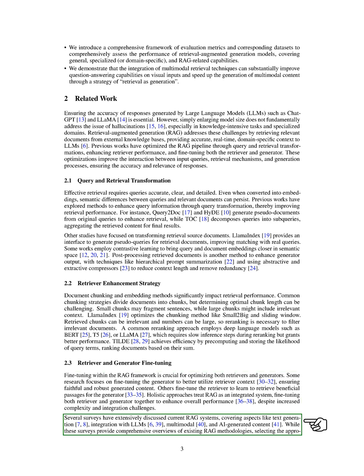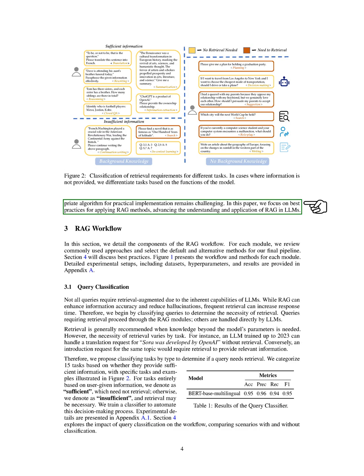Various surveys have extensively covered current RAG systems, discussing text generation, integration with large language models, multimodal capabilities, and AI-generated content. While these surveys offer detailed insights into existing RAG methods, choosing the right algorithm for practical use remains a challenge. Our paper concentrates on the best practices for applying RAG methods to enhance the understanding and application of RAG in large language models.